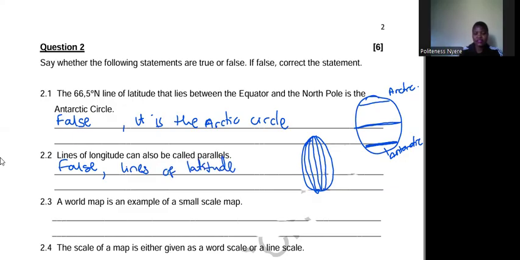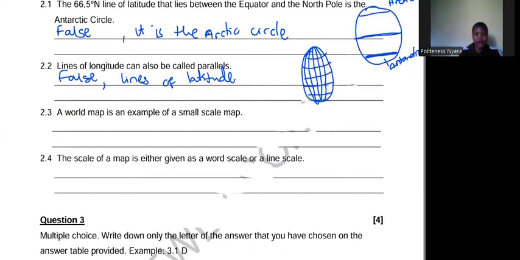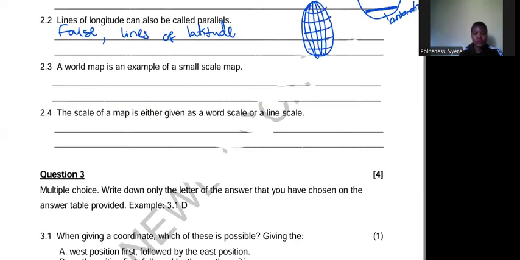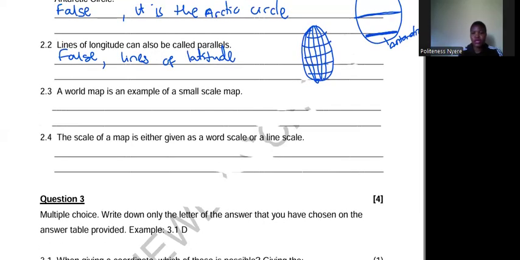So it is the lines of latitude that are also called parallels, because lines of latitude never meet. The equator is one of them, so they never meet. Okay, the next one.